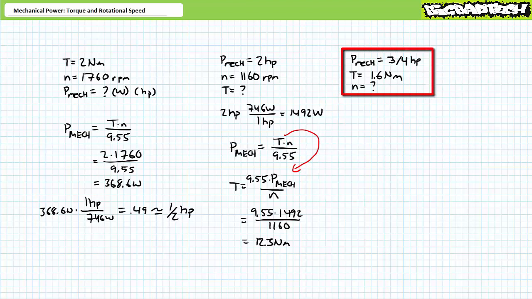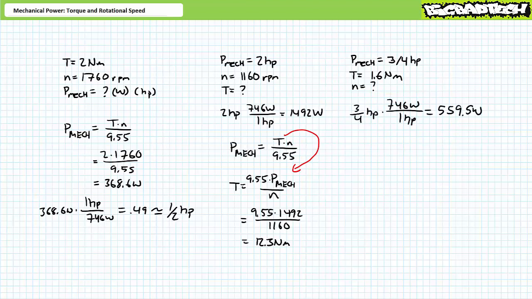Finally, consider a 3/4 horsepower motor with a rated 1.6 Newton meters of torque. We're being asked to determine the rotational speed. A unit conversion demonstrates 3/4 horsepower is roughly equivalent to 559.5 watts. An algebraic manipulation of the mechanical power formula, solving for unknown rotational speed, demonstrates rotational speed is equal to mechanical power times 9.55 divided by torque.